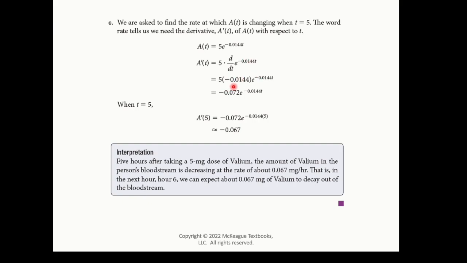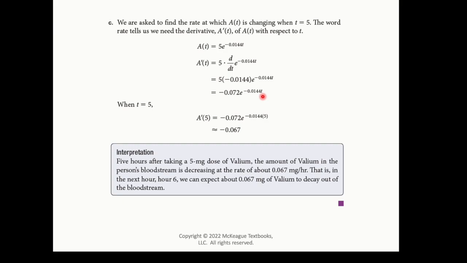So I'm going to take 5e to the negative 0.0144t, that gets carried down, and then we multiply by the derivative of negative 0.0144t, which is negative 0.0144. So that's why we have this here. We multiplied by the derivative of the exponent, and when we multiply the 5 and the derivative of the exponent, we get negative 0.072e to the negative 0.0144t. So this is our derivative.